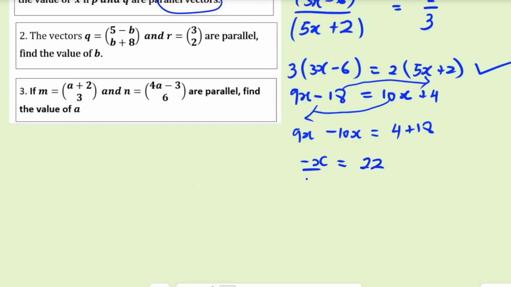So I will divide here by negative 1, here too by negative 1, because I want x, not negative x, so that this negative will cancel this negative. So it means we have x equal to 22 over negative 1, which is the same as negative 22. So that's the final answer for the first one. Let's get the second one.